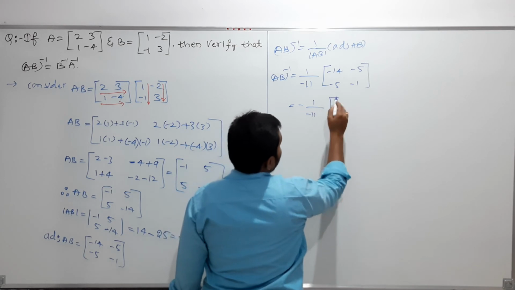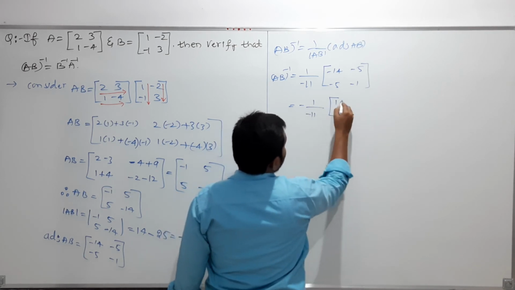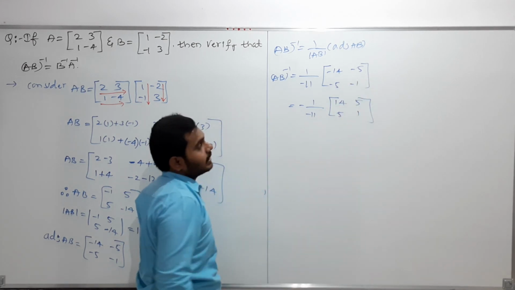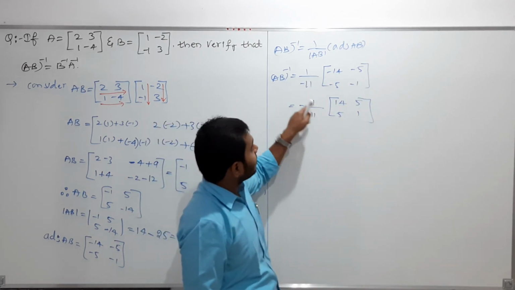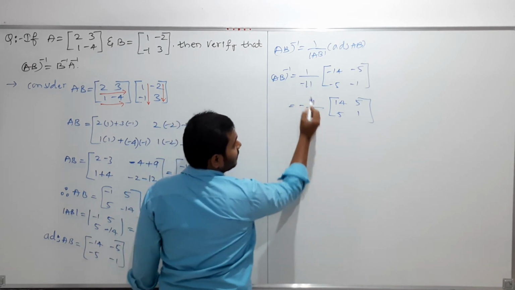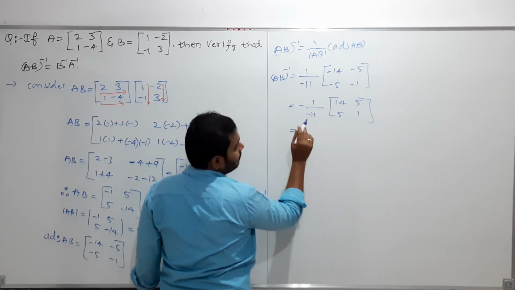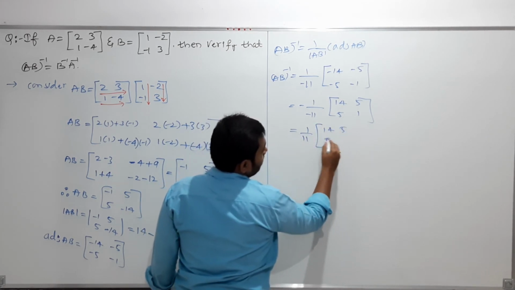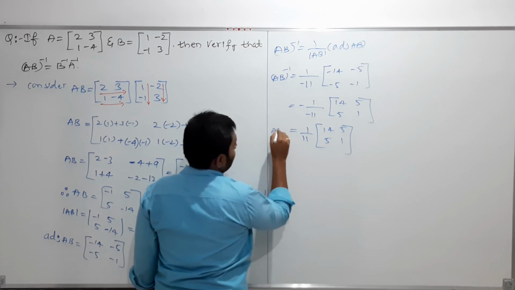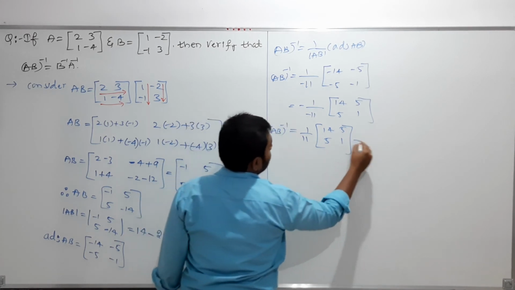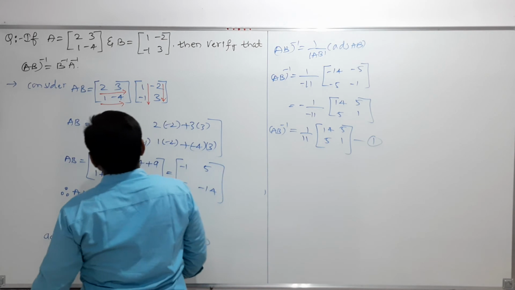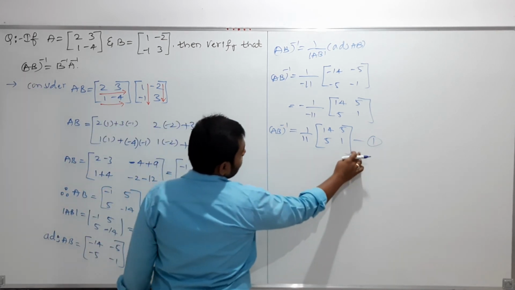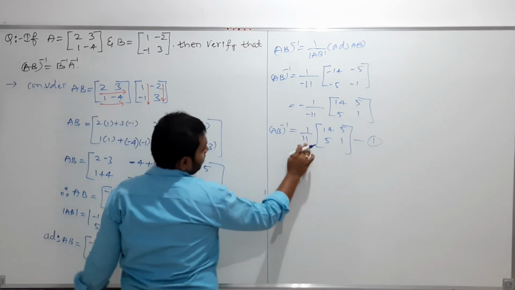So what is that? 14, 5, 5, 1. I am taking minus from each element outside. So that minus and the minus below, this minus and this minus will become plus. Therefore 1 divided by 11 times [[14, 5], [5, 1]]. So this is your (AB) inverse. You can call it LHS, or you can write it as 1. So this is what your (AB) inverse is.